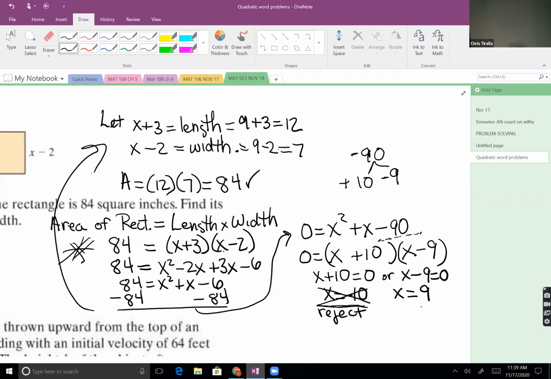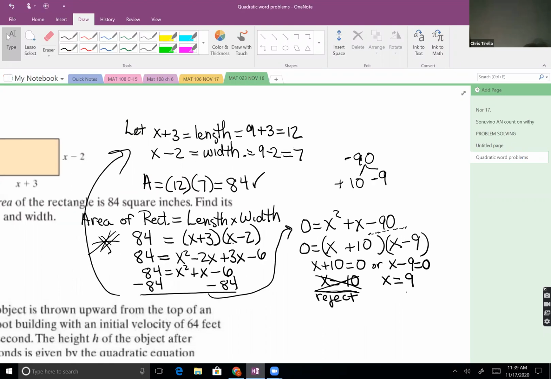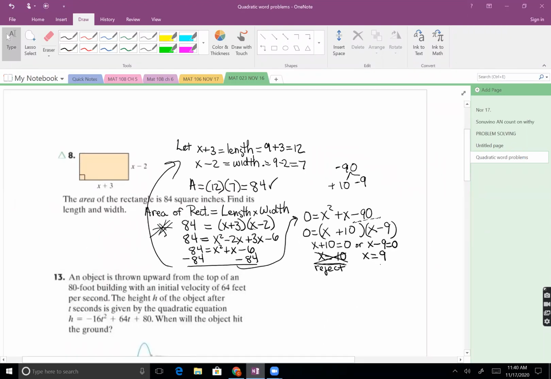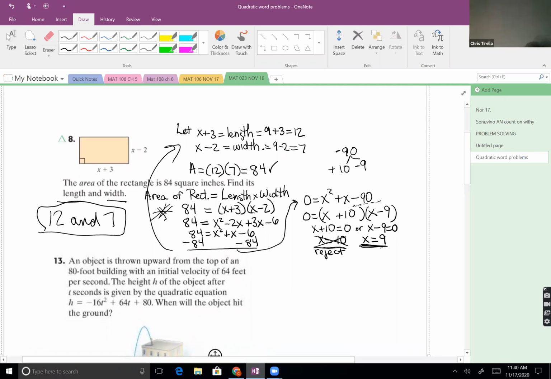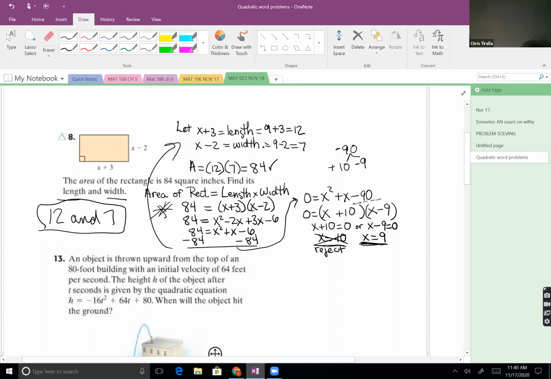How's this one? So is the correct answer all the factoring that we did in the middle? Or could we just figure that x is 9? But the question asks for the length and the width. And so the length and the width are 12 and 7. Let's make sure you're answering the question asked.